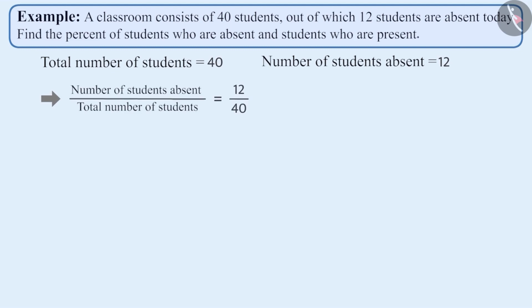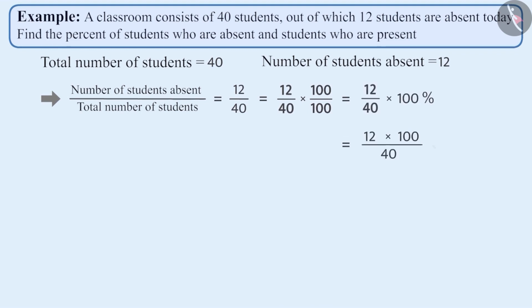To express it in percent, we have to convert the denominator of the fraction to 100. For this, we will multiply the fraction 12 by 40 with 100 and divide it by 100 so that the value of the fraction does not change. 12 by 40 is equal to 12 by 40 into 100 by 100, which is equal to 12 by 40 into 100%, which is equal to 12 into 100 by 40%, which is equal to 1200 by 40%, which is equal to 30%. Therefore, 30% of the students are absent in the classroom today.